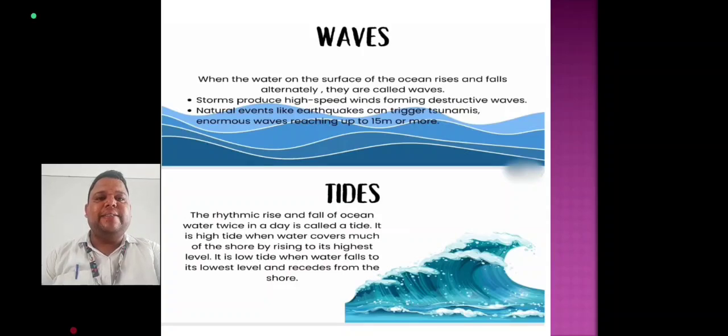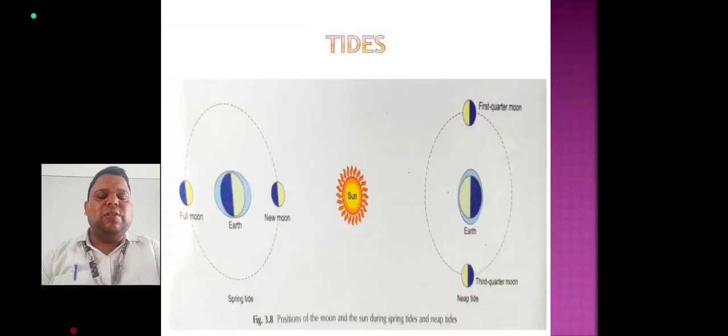And tides: the rhythmic rise and fall of the ocean water twice in a day is called a tide. It is a high tide when water covers much of the shore by rising to the highest level, and it is a low tide when the water falls to its lowest level and recedes from the shore. Now this is the diagram of the position of the moon and the sun during the spring tides and the neap tides.